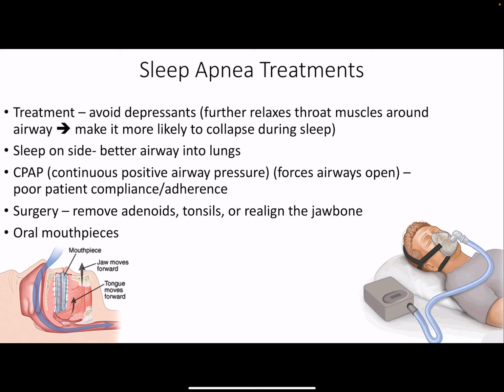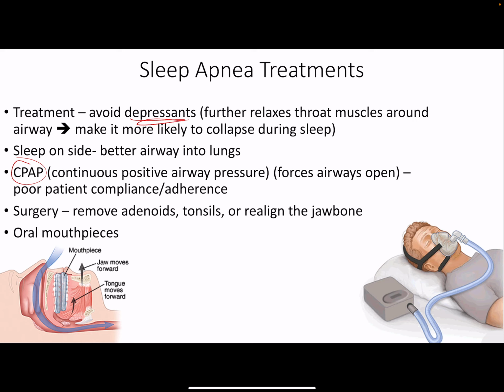Treatments: avoid depressants. So remember that gravity closes access from your pharynx into your larynx, but also the muscles relax as well due to hormonal changes. Well, depressants are just going to further relax the throat muscles, make it collapse even more. It's even more difficult for air to get in. Sleeping on the side is going to allow better airway into the lungs. CPAP, continuous positive airway pressure, forces the airway open.